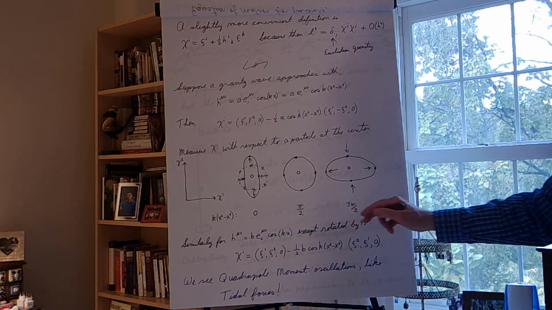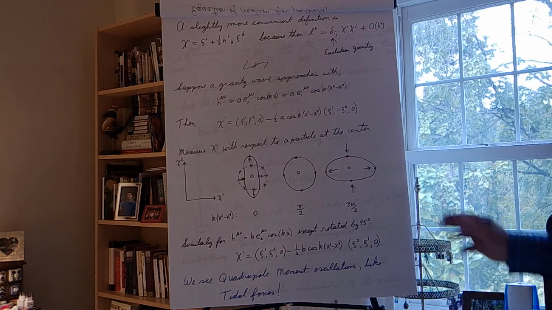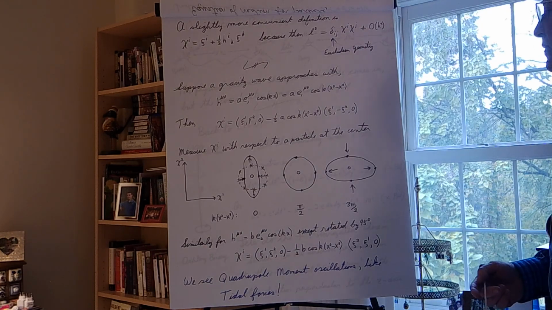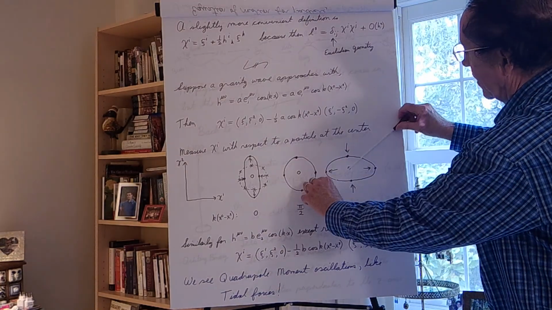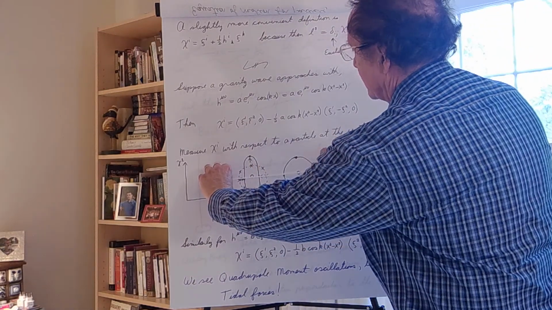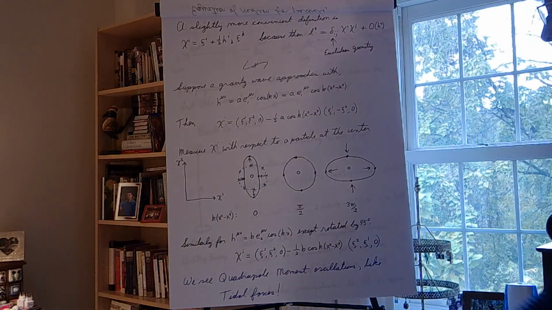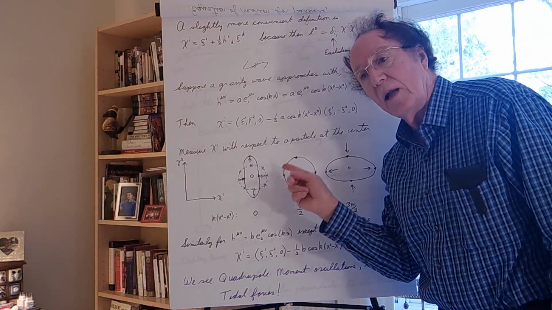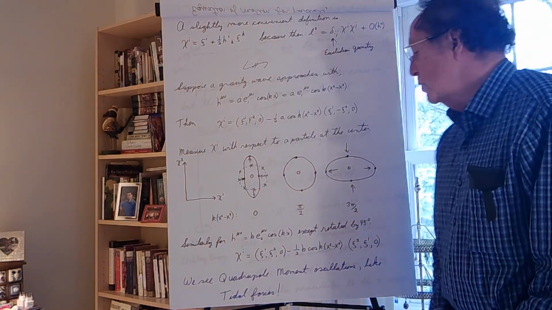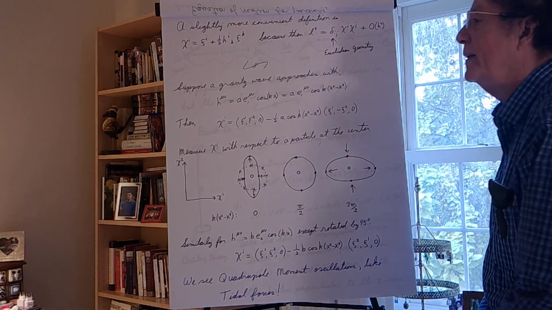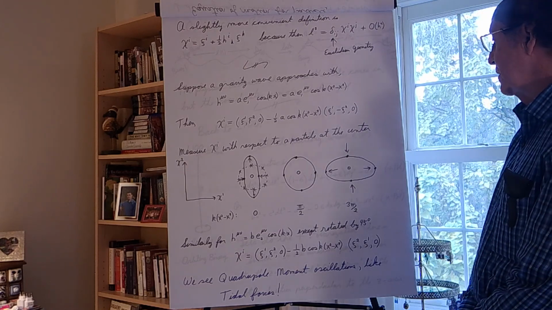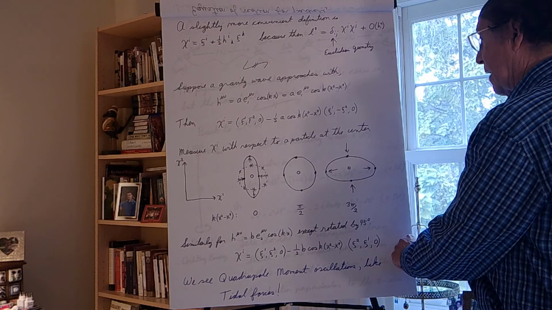Similarly for the other polarization, you'll do the same exercise. You have an off-diagonal term there, and you'll see that it's the same as this, except it's rotated by 45 degrees. You'll recognize these as quadrupole moment oscillations like we found for tidal forces. We're seeing the same spatial stretching and squeezing that we found in the quadrupole moments of tidal forces and elsewhere in gravity waves.